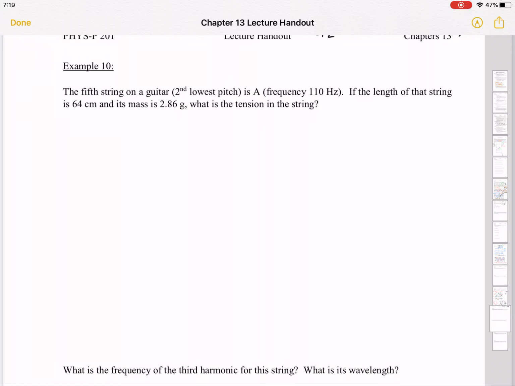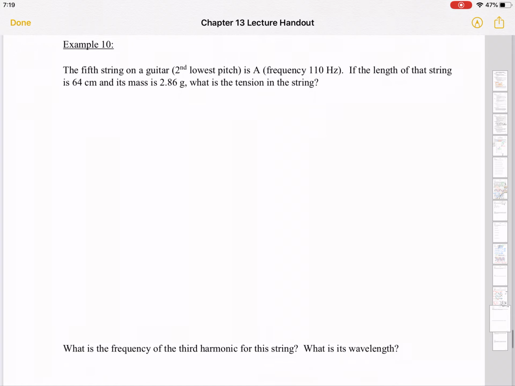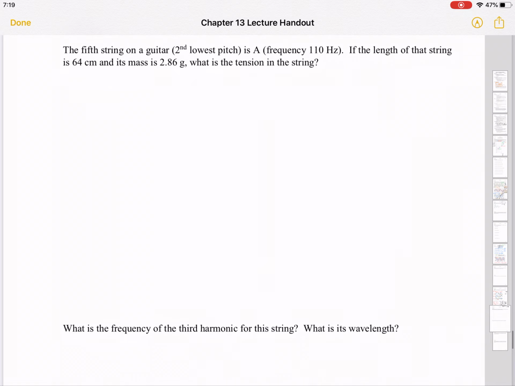Let's do this example. Example 10 says the fifth string on a guitar, the second lowest pitch string, is an A, and the frequency of that A is 110 hertz. If the length of the string is 64 centimeters and its mass is 2.86 grams, what is the tension in the string?